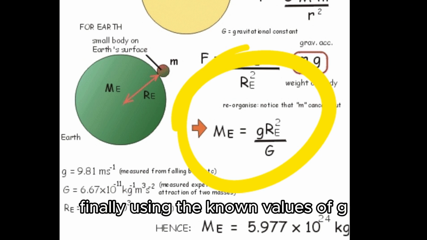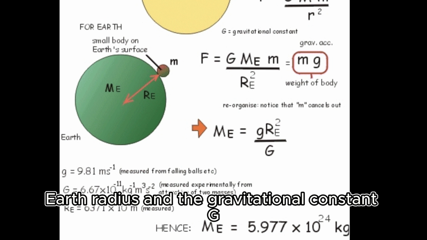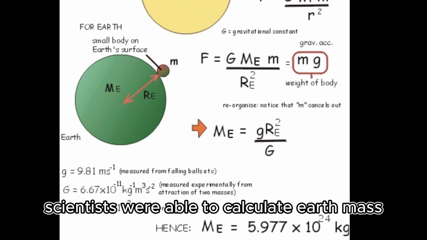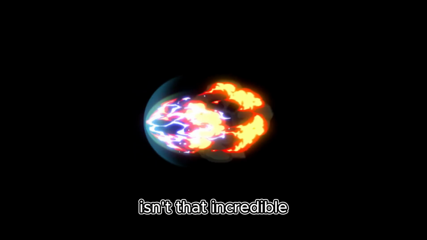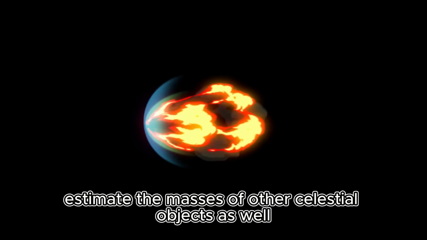Finally, using the known values of g, Earth's radius, and the gravitational constant G, scientists were able to calculate Earth's mass. Isn't that incredible? But this method doesn't just apply to Earth. It can be used to estimate the masses of other celestial objects as well.